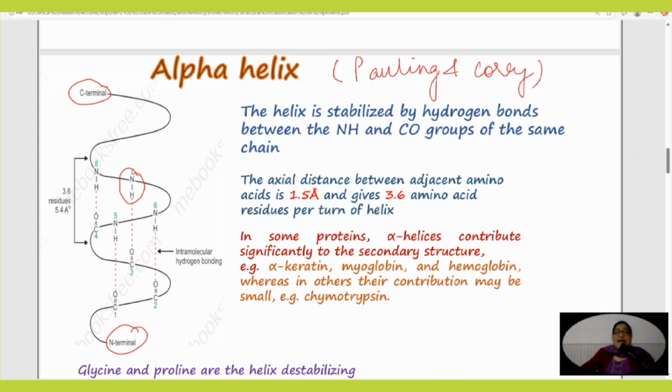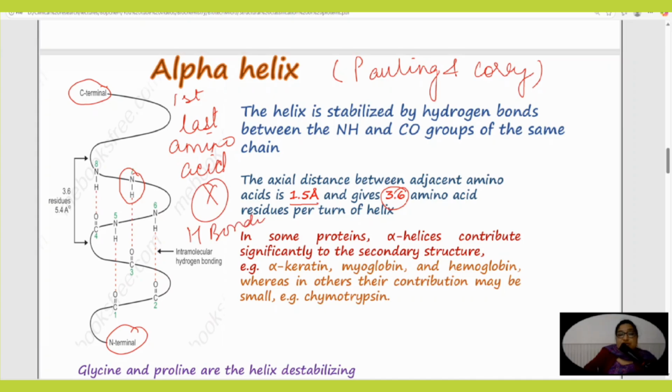All right, the axial distance between adjacent amino acids is 1.5 Angstrom, and there are 3.6 amino acid residues in each turn. And one important thing, the first and the last amino acid will not participate in the hydrogen bonding.